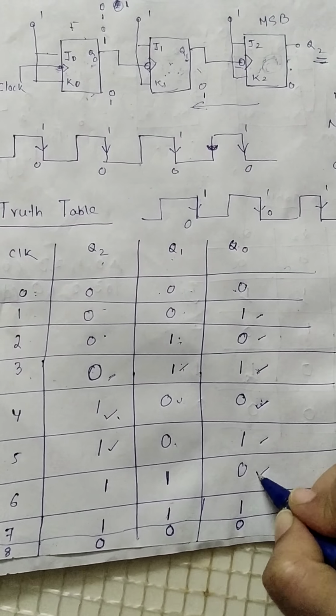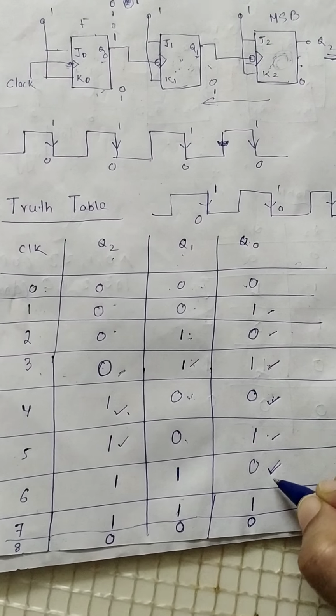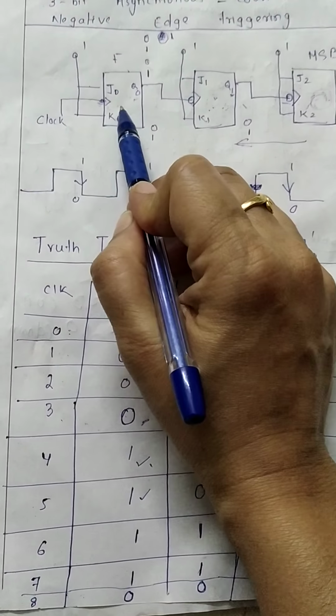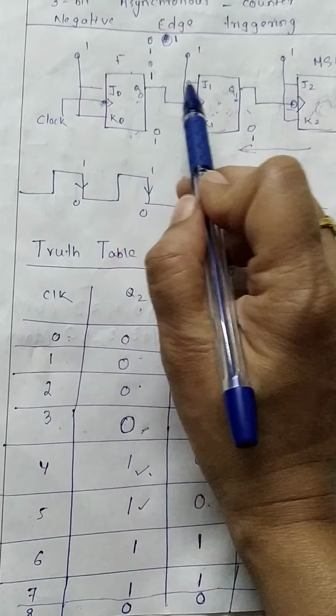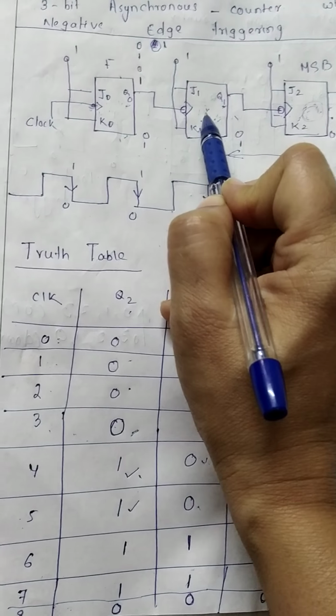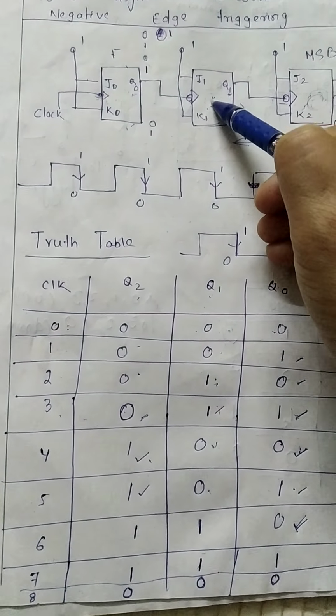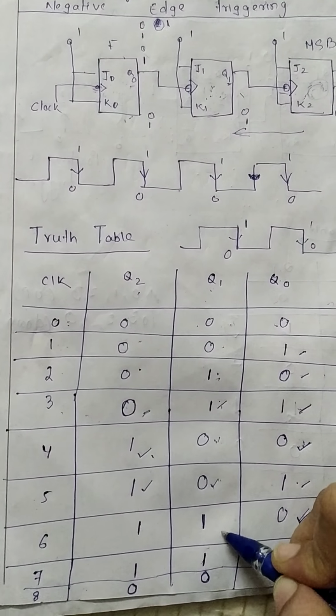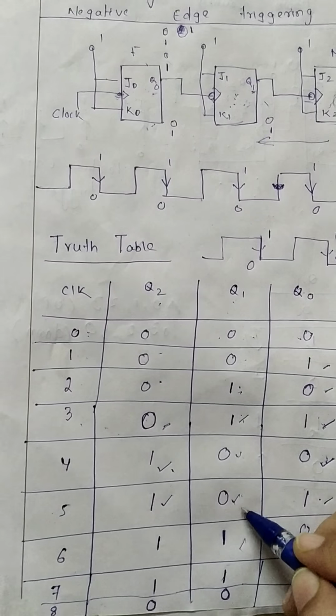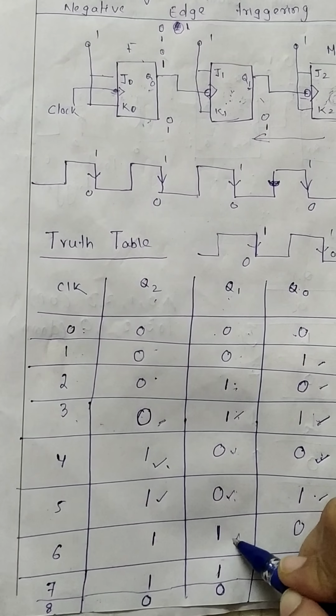Now next coming to the sixth clock pulse. When I am giving the sixth clock pulse, I am changing from 1 to 0. Where? In this case. When I am changing it from 1 to 0, that means negative triggering. So the second one will be triggered. The second one value will be changed. The previous value was 0, so it will change to 1. So it has changed its state.